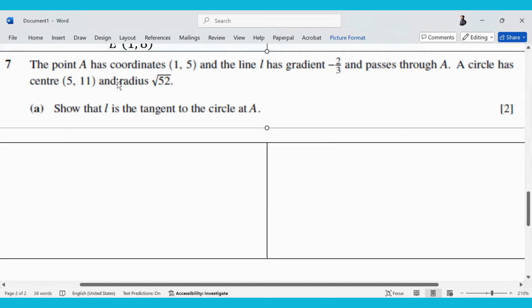Point A has coordinates (1, 5). The line L has gradient -2/3 and passes through A. A circle has center (5, 11) and radius root 52.